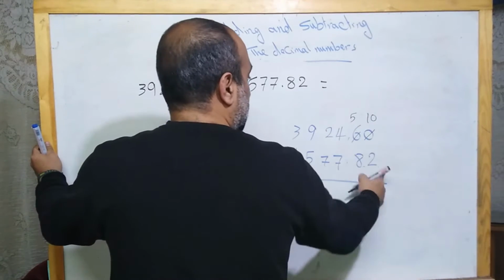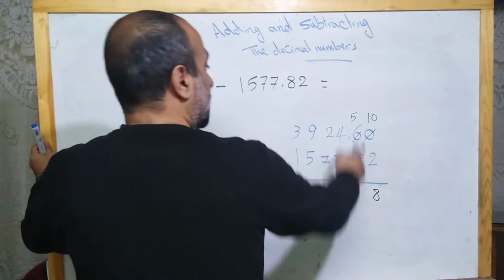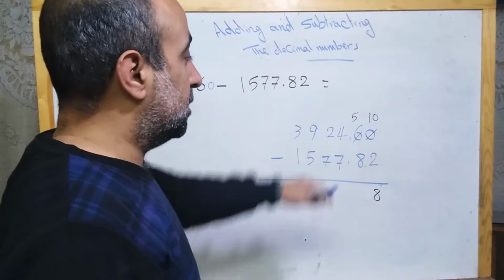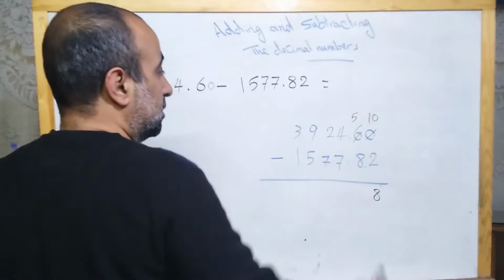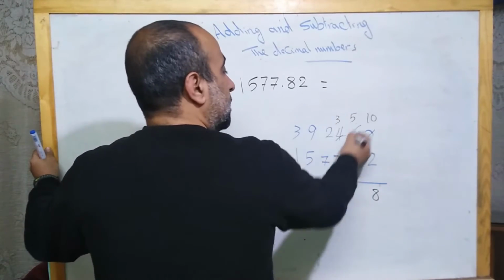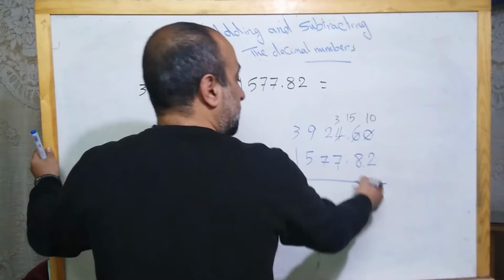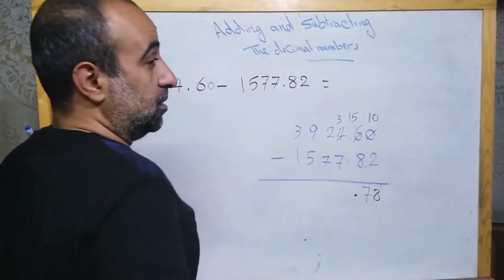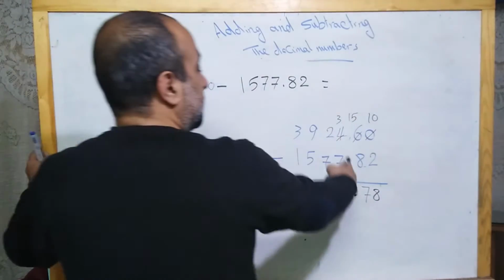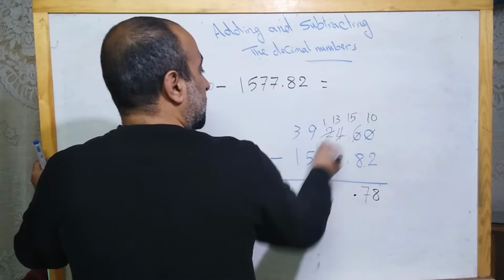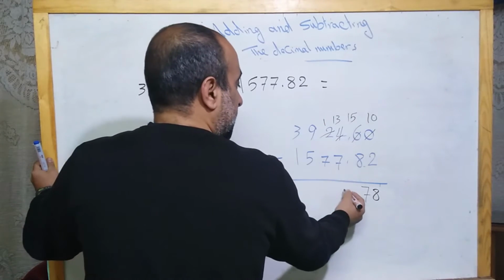10 minus 2 equals 8. 5 minus 8, not possible because 5 is less than 8. So we will take 1 from the next digit, which is 4, it becomes 3. 5 becomes 15. 15 minus 8 equals 7. The decimal point, don't forget the decimal point. 3 minus 7, it is not possible. Take 1 from the next digit, it becomes 1. 3 becomes 13. 13 minus 7 equals 6.